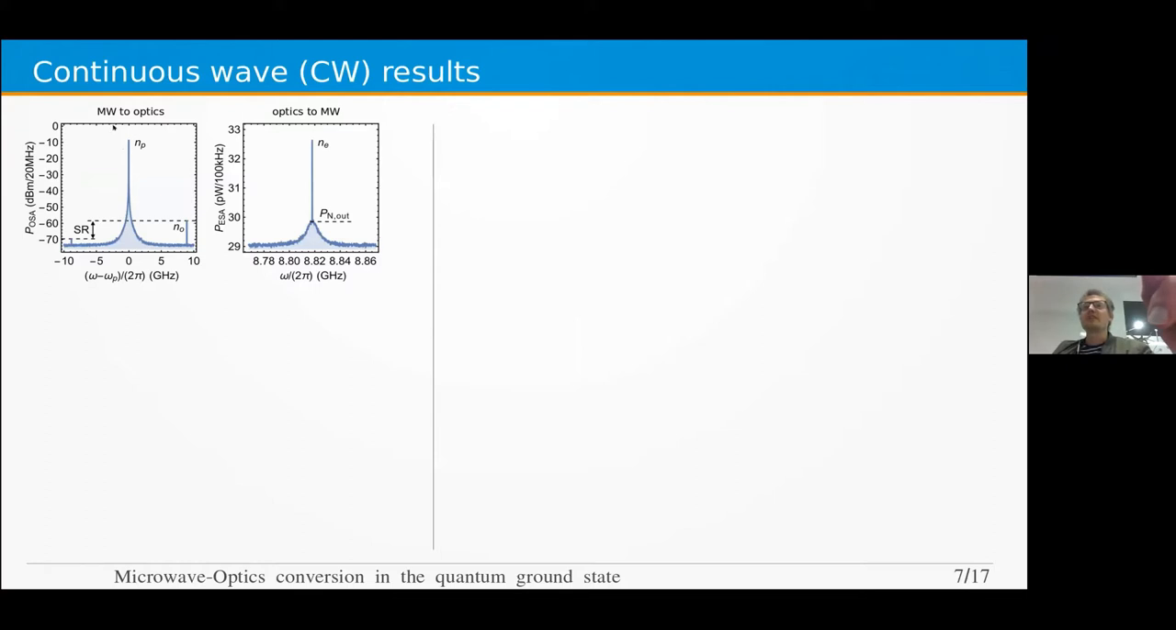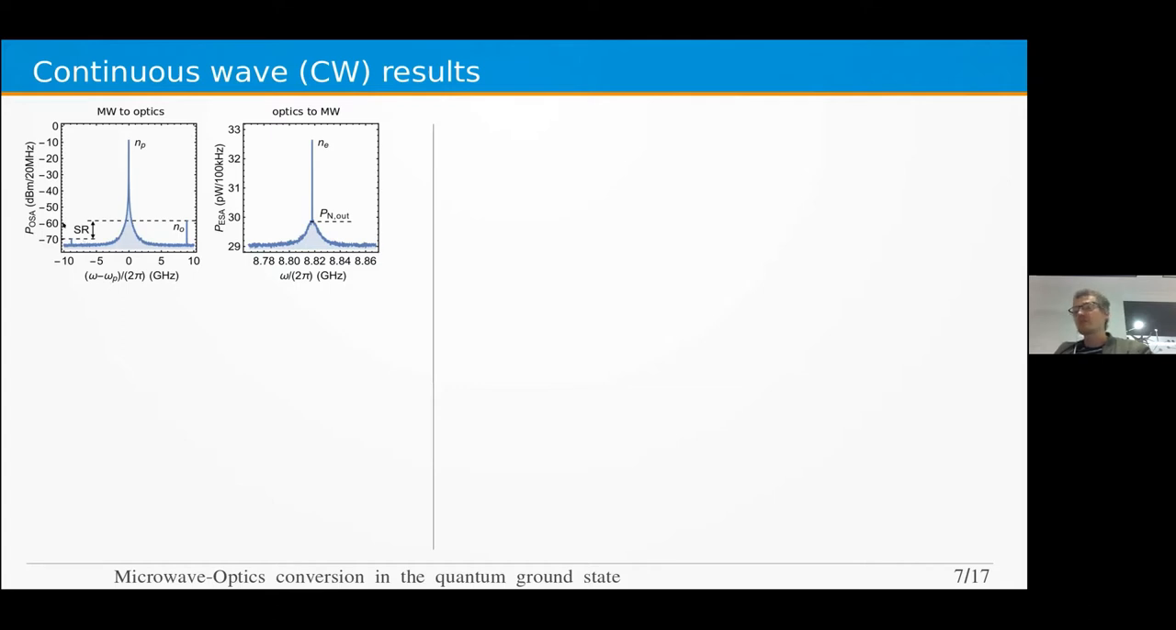Now, if we do the microwave to optics conversion, what do we see in the optical spectrum? We see the pump tone, it's very strong, and that's logical because we send a very strong pump power that is reflected and not filtered out. We see the upconverted photon, so it's basically our converted signal. You will notice that we also see a little part of lower sideband signal.